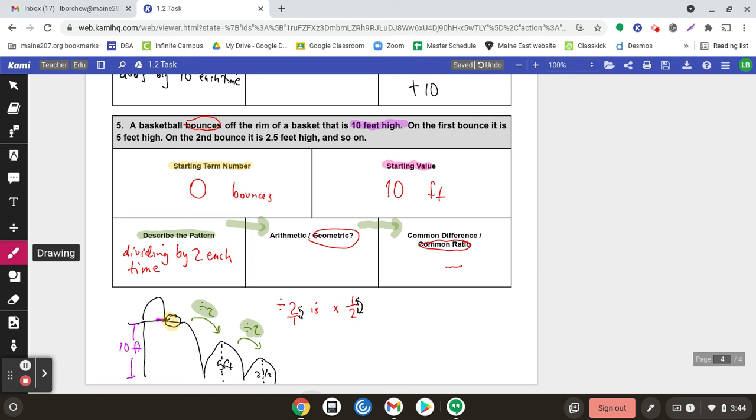So we still have a geometric sequence because the pattern is dividing by 2 each time, or the way we're going to say it, it is multiplying by the reciprocal, 1/2, each time. It's still a geometric sequence because multiplying or dividing is geometric, and I will say the common ratio is multiplying by 1/2.